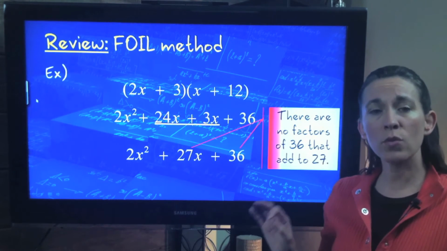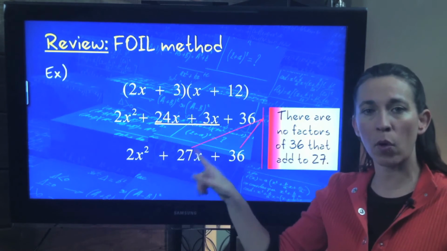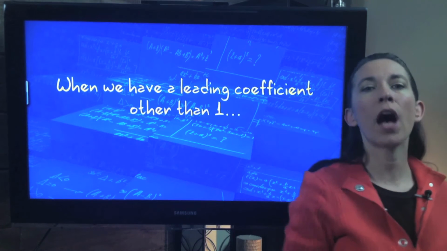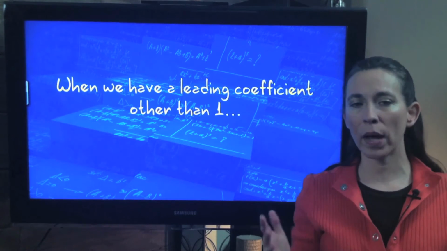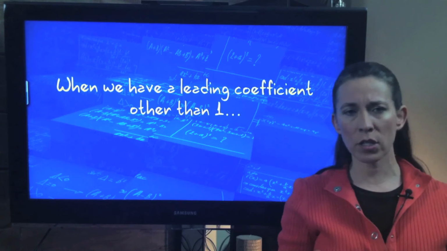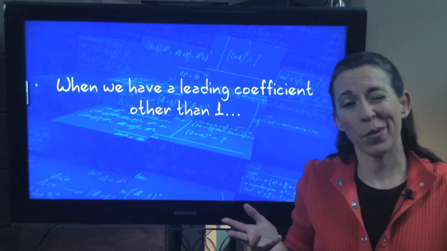So we have to use a different method when we have a coefficient other than 1 that's going to get multiplied in. So when we have a leading coefficient other than 1, there are many different ways of factoring them, and teachers do different stuff. They use boxes, they take out a GCF, put one in. But I've picked the two probably most common methods.